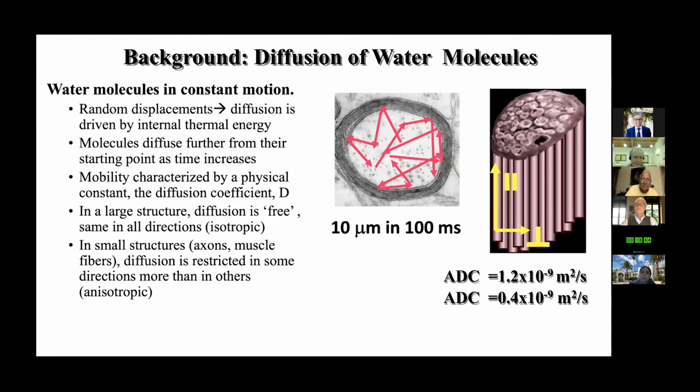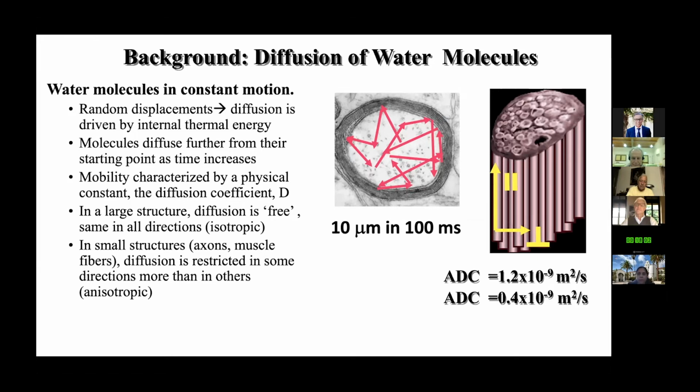If you were able to track a particle as a function of time, then you'll find that these molecules, say water molecules, diffuse further away from the starting point. This mobility is characterized by a physical constant, given the name diffusion coefficient. Sometimes you'll find that referred to as apparent diffusion coefficient, ADC, but they all refer to the same thing: how fast water molecules diffuse in a particular structure.